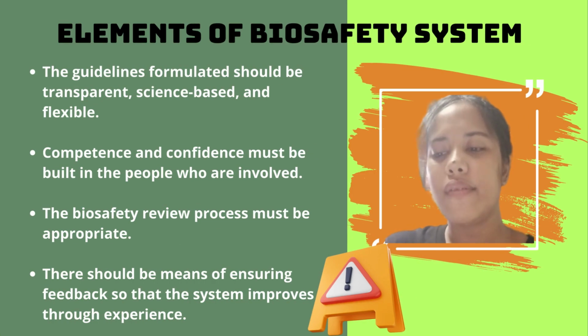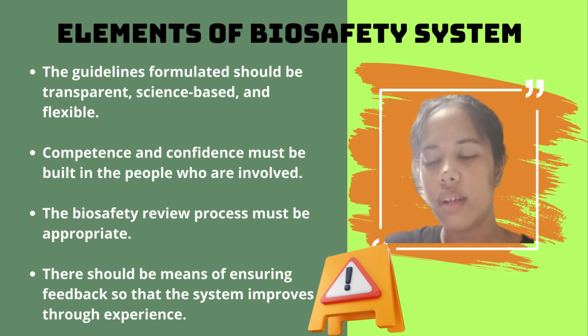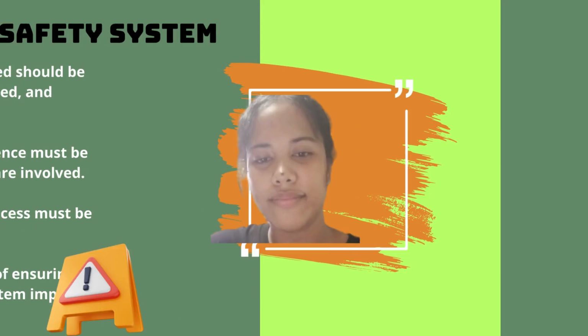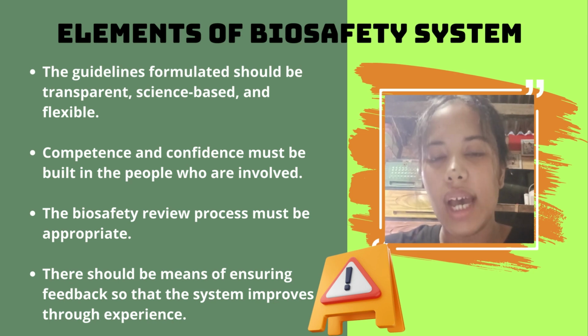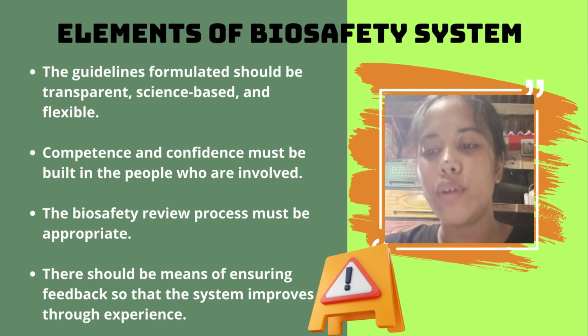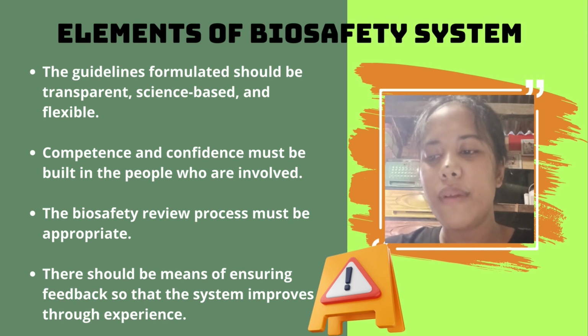Third, the biosafety review process must be appropriate. The review process is based on up-to-date scientific information, focuses on specific combinations of crop, gene, and environment, promotes appropriate risk management practices, and balances risk against benefits. And the last one is there should be means of ensuring feedback so that the system improves through experience. Feedback mechanisms are used to incorporate new information and revise the system as needed.